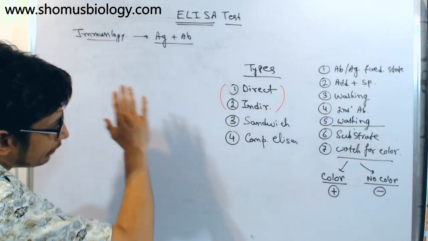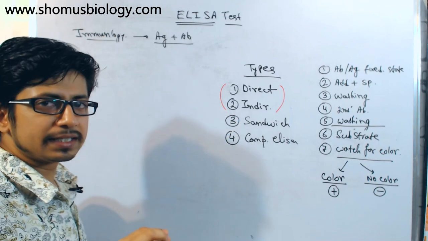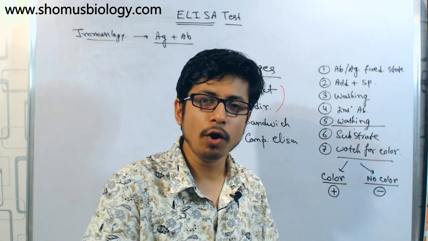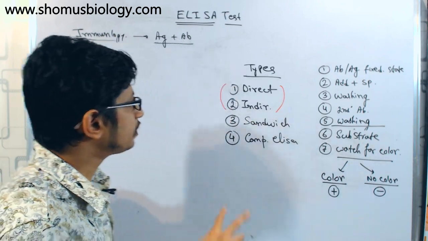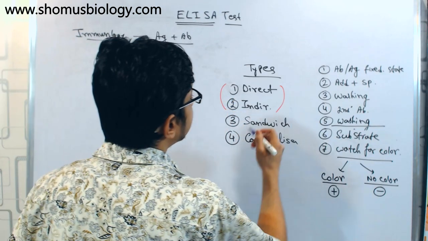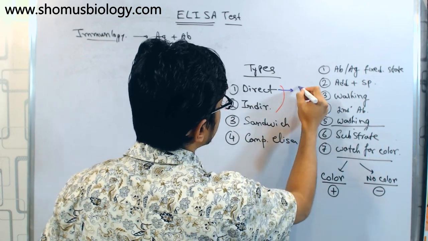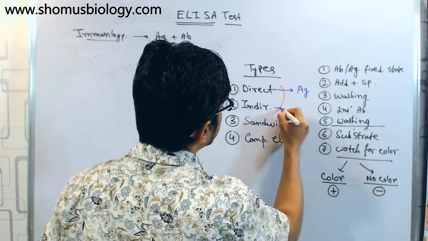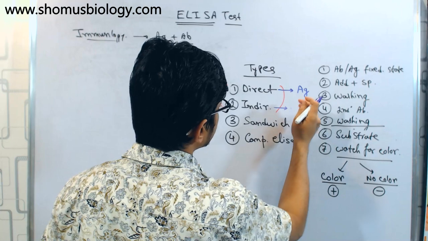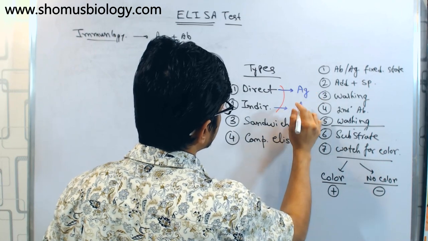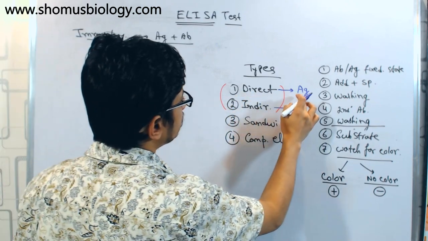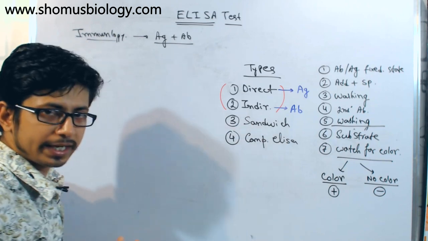In every type of ELISA technique there is something that we want to detect in the specimen. Either we want to detect the antigen or we want to detect the antibody. In direct and indirect ELISA, we have both varieties very clearly present. In direct ELISA we always try to detect the presence of antigen, and in indirect ELISA we always try to detect the presence of antibody.